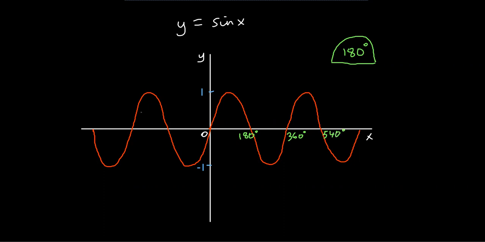And then the same thing happens for the negative x-axis. So this is -180, this is -360, and so on. And that's how you sketch the sin x graph.